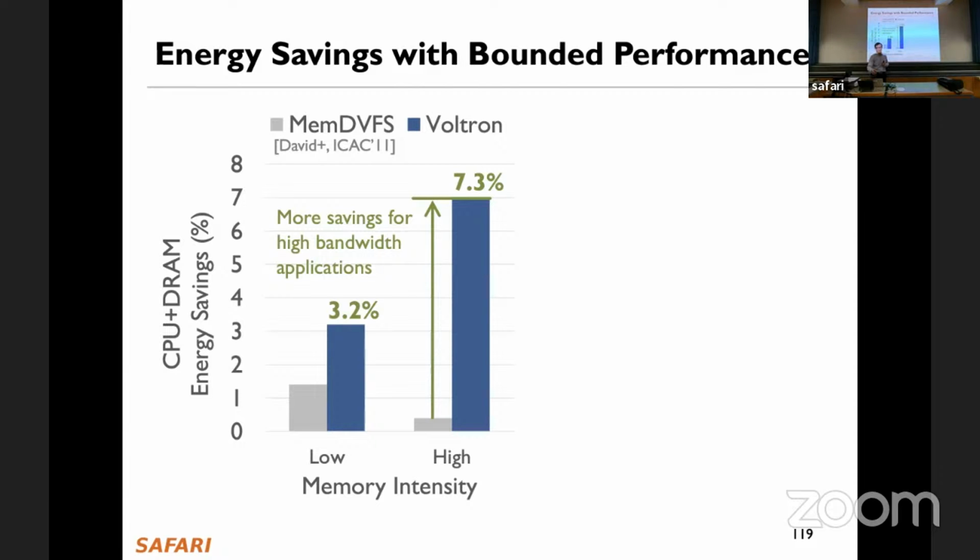And prior work actually takes advantage of low utilization in the memory bus. You can reduce the voltage and frequency if the memory bus is not utilized. That's why the savings here at low memory intensity is higher, but it doesn't get much savings at high memory intensity because the memory bus is almost always utilized. In that case, you're always accessing memory, which I believe is the case in many applications today.